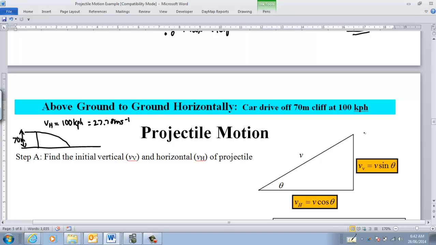So if we're looking to work out our horizontal and vertical components, we don't need to use our triangle. We can just say our V vertical is equal to 0 meters per second, and our V horizontal is equal to 100 over 3.6, which is equal to 27.78 meters per second. Making sure we've got our units on there. So that's pretty easy, the first bit.